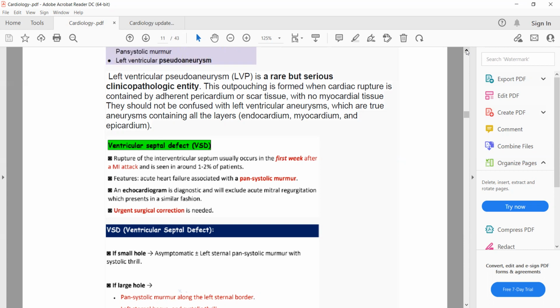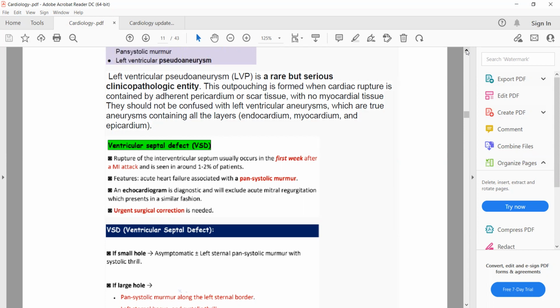So a person with features of acute heart failure and a pansystolic murmur 1 or 2 weeks after MI, then you will think of ventricular septal defect and mitral regurgitation. Now, what will help you to differentiate between these two conditions? The gold standard to differentiate between these two is echocardiography. Only echocardiography can tell you whether it's ventricular septal defect or mitral regurgitation.